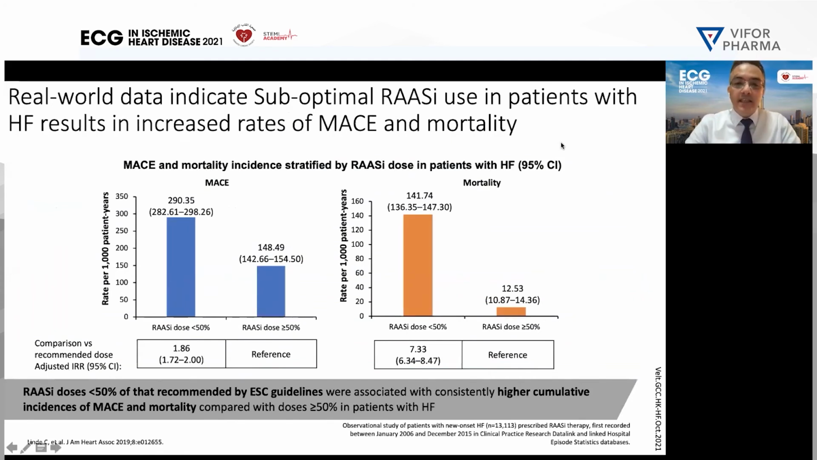Another real-world data indicate that suboptimal RASi use in those patients with heart failure results in an increased rate of MACE, the major adverse cardiac events, and mortality. Here you see those patients whose RASi doses are less than 50%. You can compare between these two columns that the MACE increased dramatically. And again, for the mortality, when those patients are receiving less than 50% of the recommended dose, the mortality will increase compared to those patients who are receiving more than 50% of the recommended dose. This was published in the Journal of the American Heart Association in 2019.